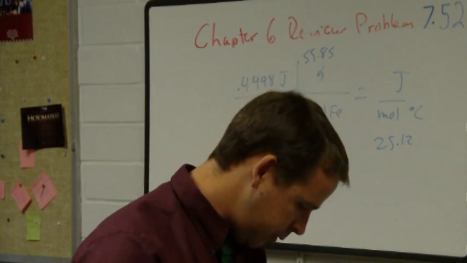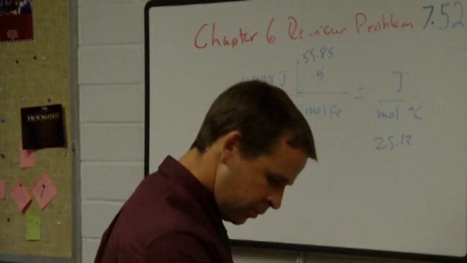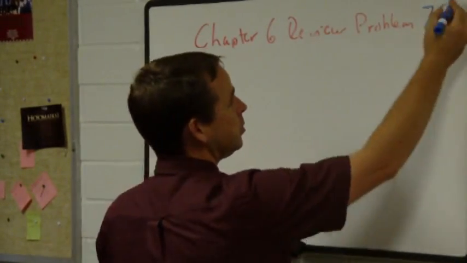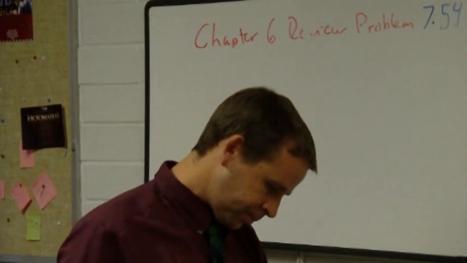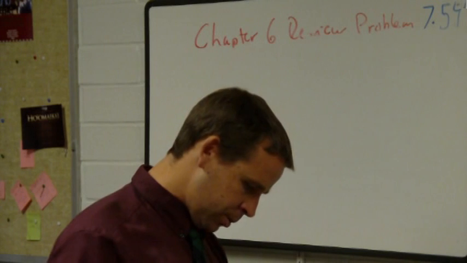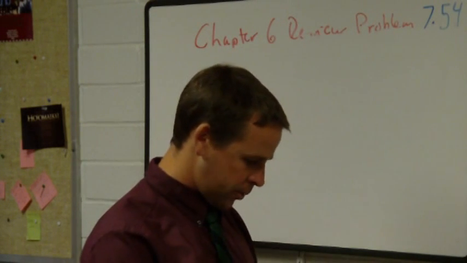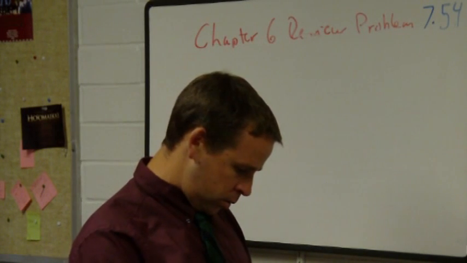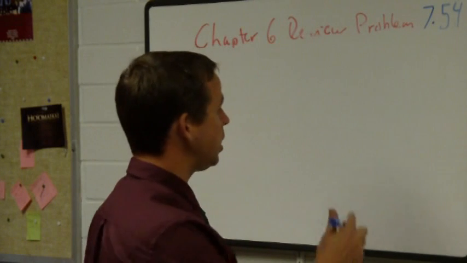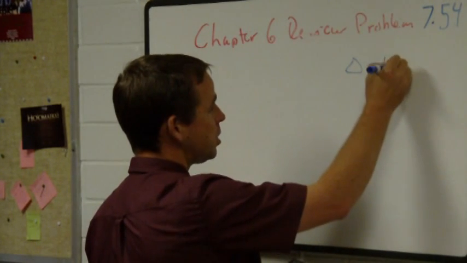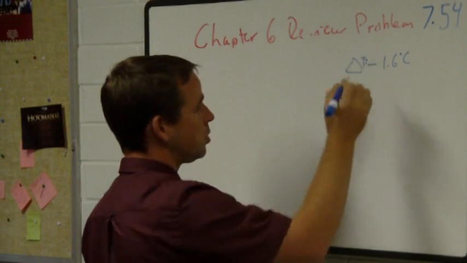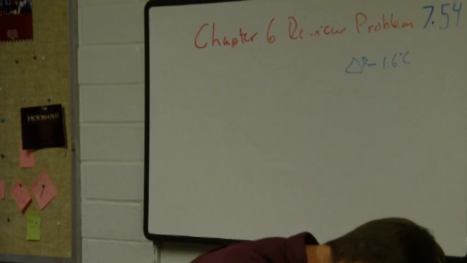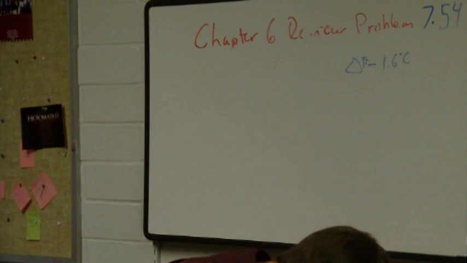Problem 754: a vat of 4.54 kilograms of water. The water underwent a decrease in temperature from 60.25 to 58.65. So 58.65 minus 60.25 is a change of negative 1.6 degrees Celsius. Delta T equals negative 1.6 degrees Celsius. 58.65 is the final, minus the initial 60.25.